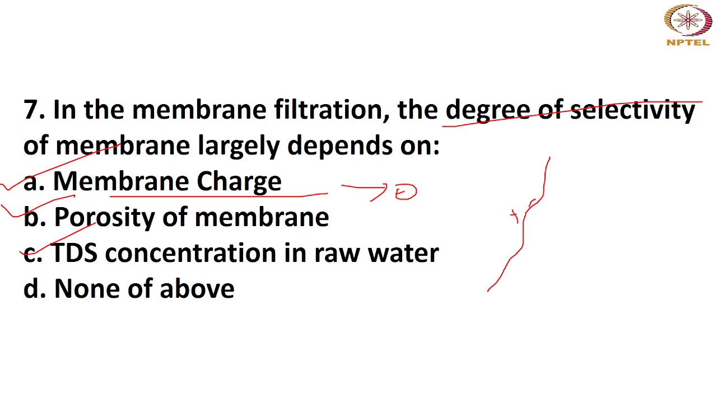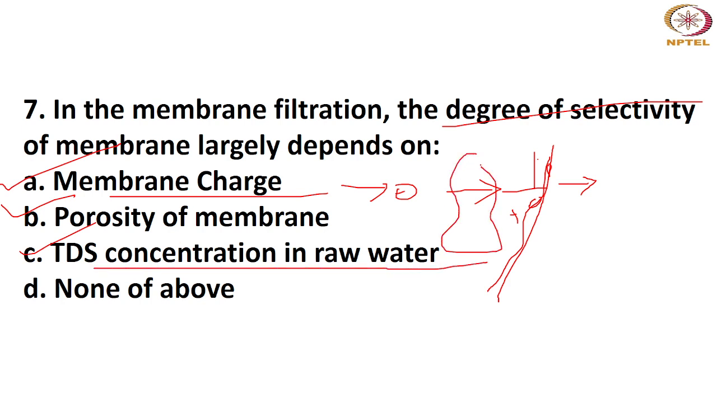Then the porosity depends upon the pores here. If the particles are larger than the pore size, it will prevent them from going from here to the other side, the treated water side, the permeate side. And the next one is TDS, the concentration of the raw water. Yes, if the concentration is more or less, that will affect the selectivity of the membrane.